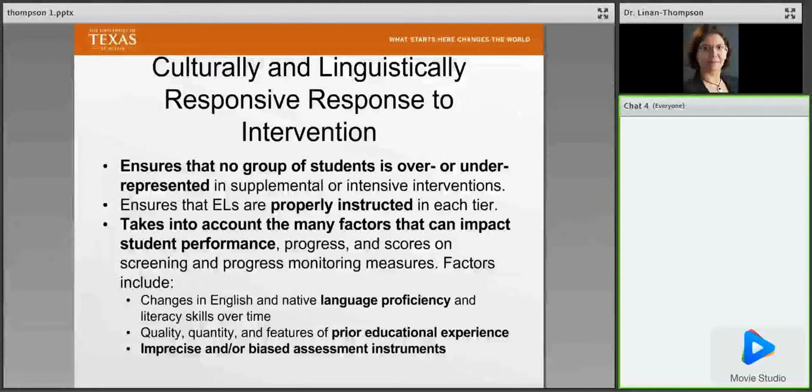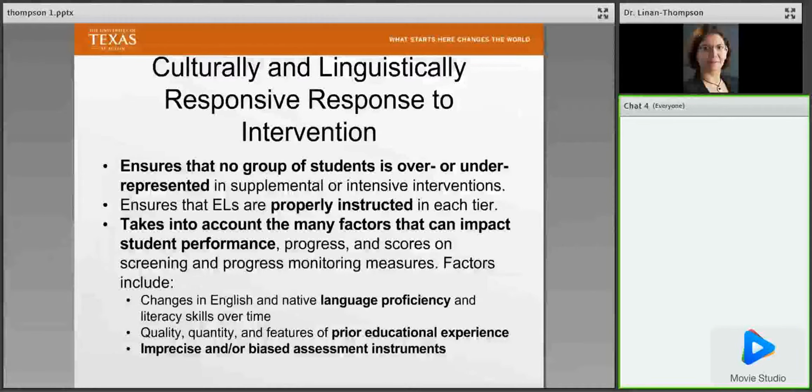But one of the things that we've seen as time has gone on is that when we place students into Tier 2 that don't need to be there, they're really missing out on the language and more of the higher order skills that they sometimes need. So we really want to make sure that they are not overrepresented even in Tier 2.